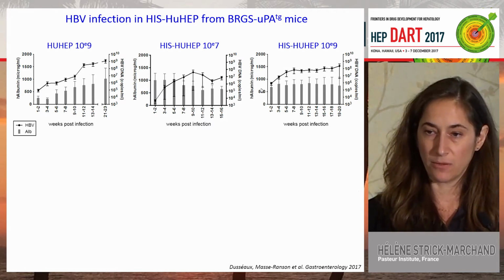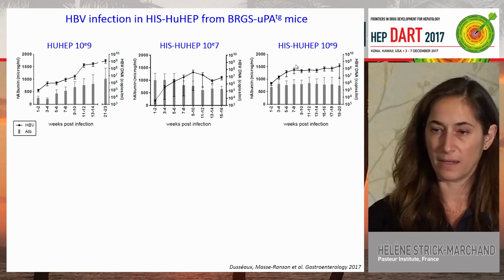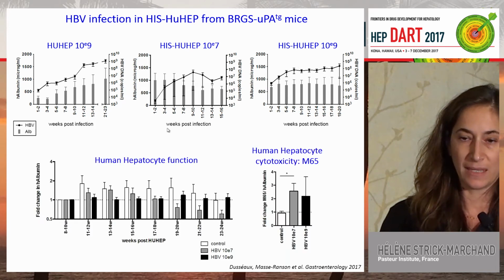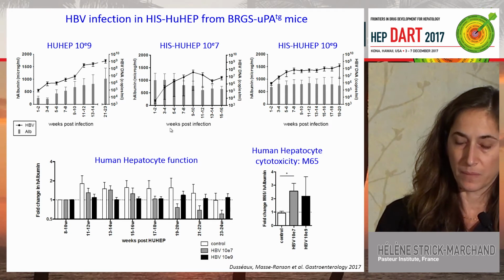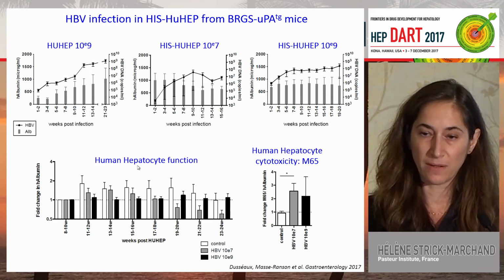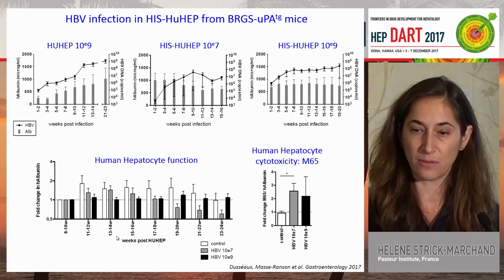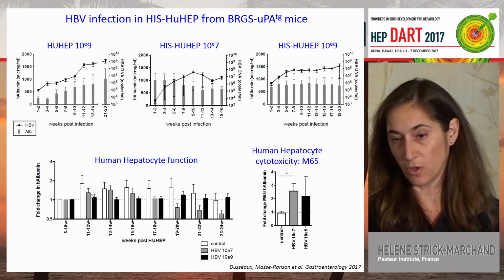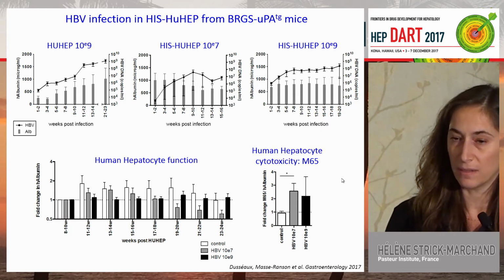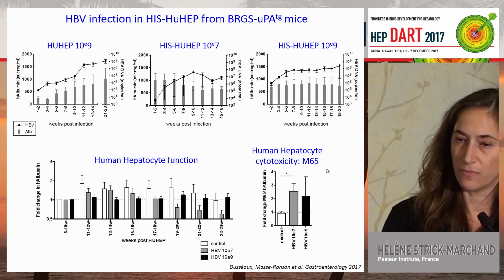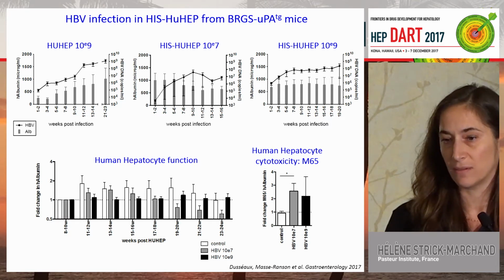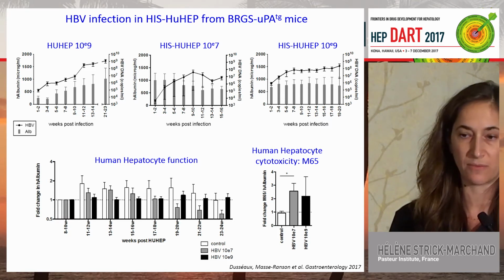And in mice that you inject with high viral load, you also get high induction of viremia and then a plateau. If you look in the liver of the animals, to determine whether you have any hepatotoxicity, we can see that the human hepatocyte function is decreased in the animals that are infected with either a low viral load or a high viral load. And this is due to direct toxicity in the liver, and this is revealed with an M65 ELISA that's showing you cytokeratin 18, the fragmented form, which is human-specific.